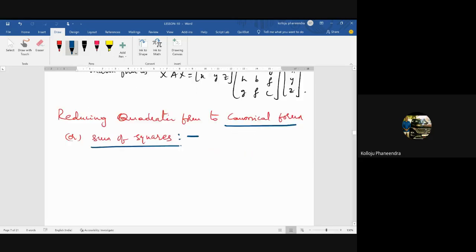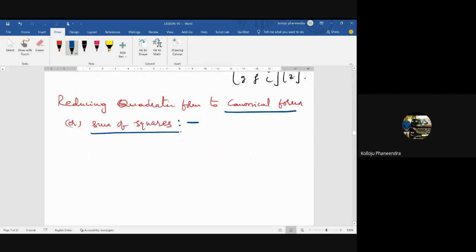Same logic here. We reduce. First thing, you know orthogonal transformation. I told you what that is: x1 square plus x2 square plus x3 square is transformed to y1 square plus y2 square plus y3 square. Now here the procedure is what?